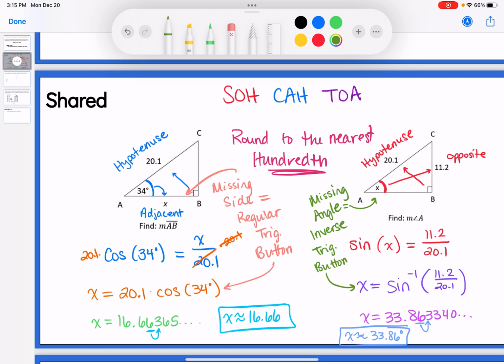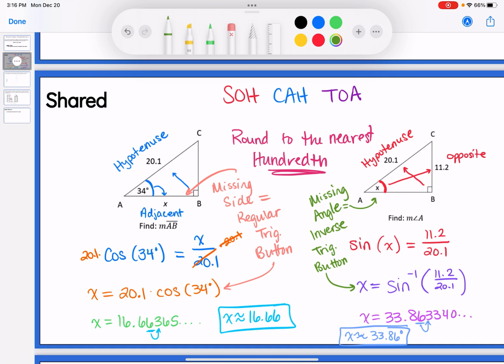Right? So that's how you're going to tell. If you're trying to find a side length, you can use the regular trig button because you should have a number for the angle measure to type into the parentheses. If you're missing an angle measure, that's when you have to use the inverse trig function because I don't have a number to type in those parentheses. I have to undo the sine function. All right, hopefully that helps you.